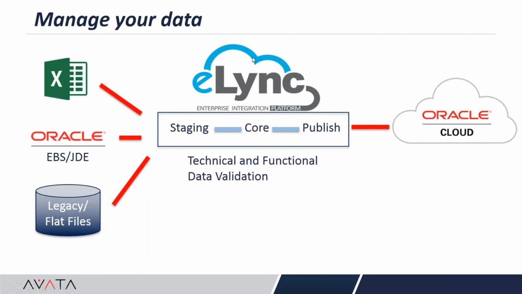When we talk about this whole integration, you see on the left hand side we pick up data from Excel, or we pick them up from flat files or Oracle JDE EBS, or perhaps also SAP, and then it comes into the eLync environment, where we have a staging area, a core, and a publish. And in this full environment, this is where you can do your data management, where you can also, very important, run technical and functional data validation.